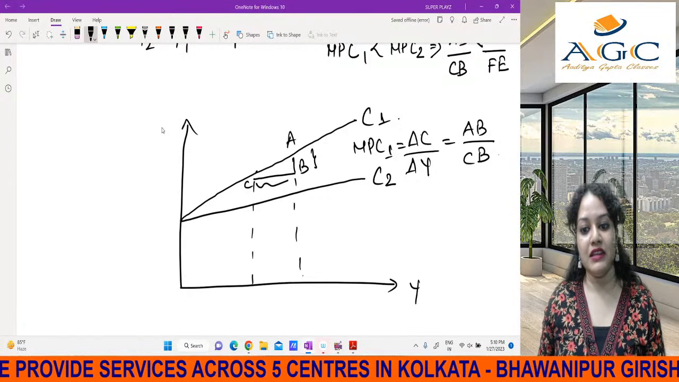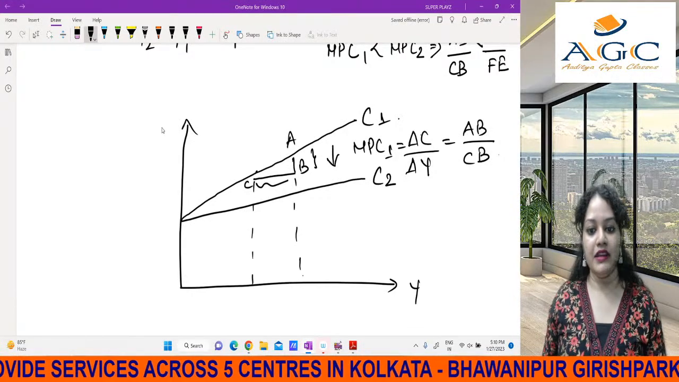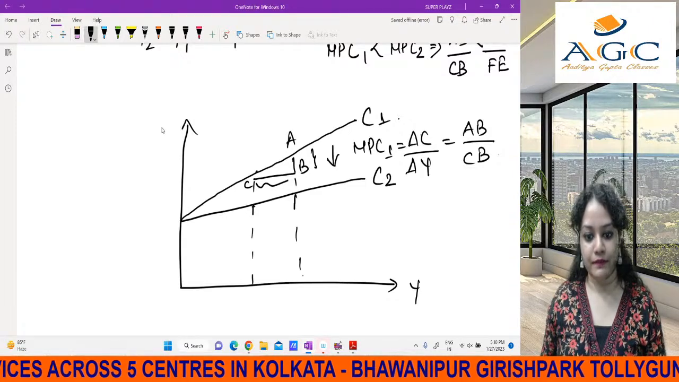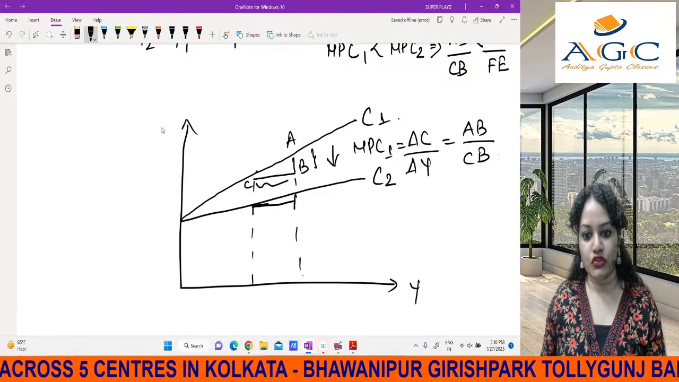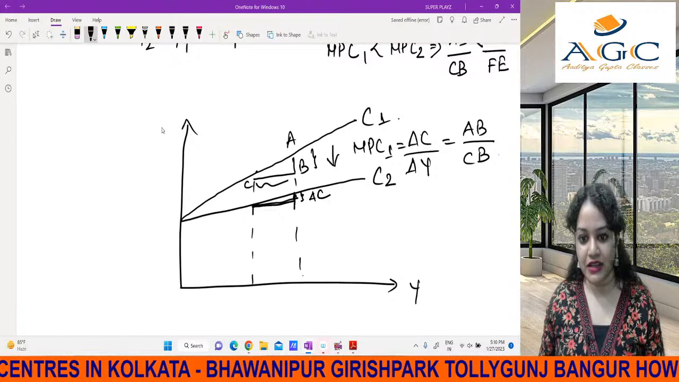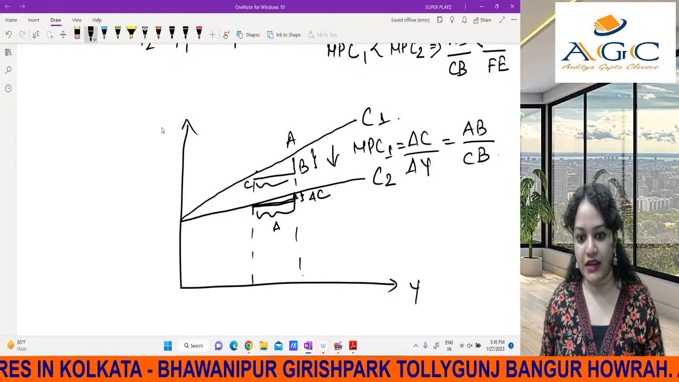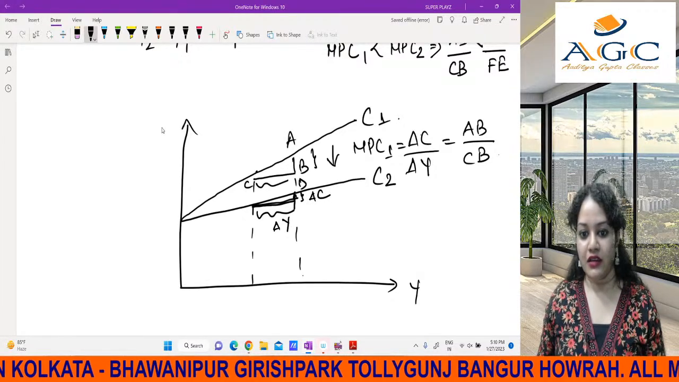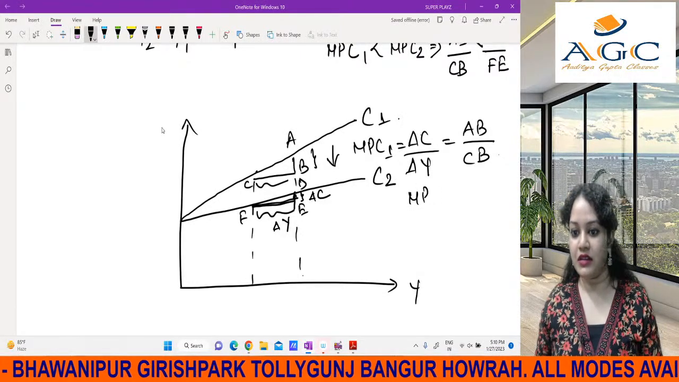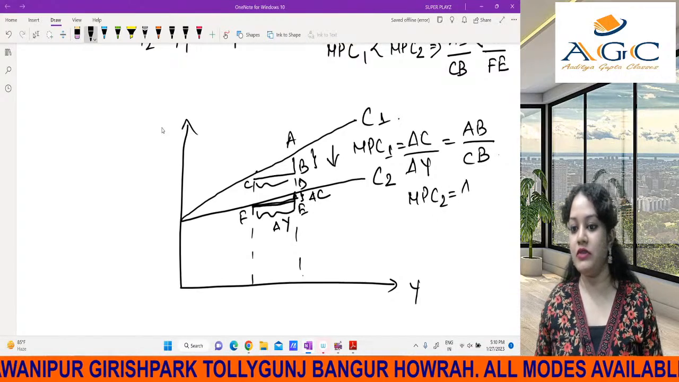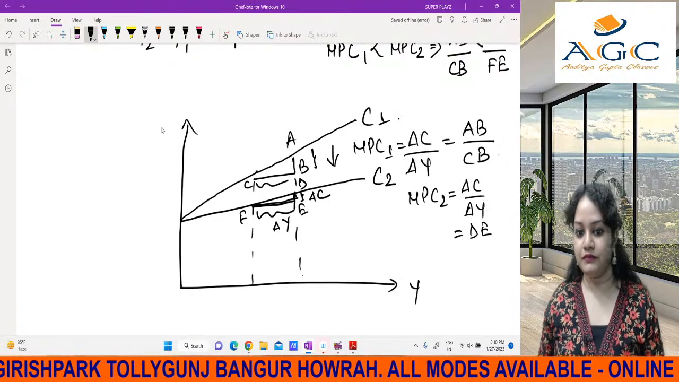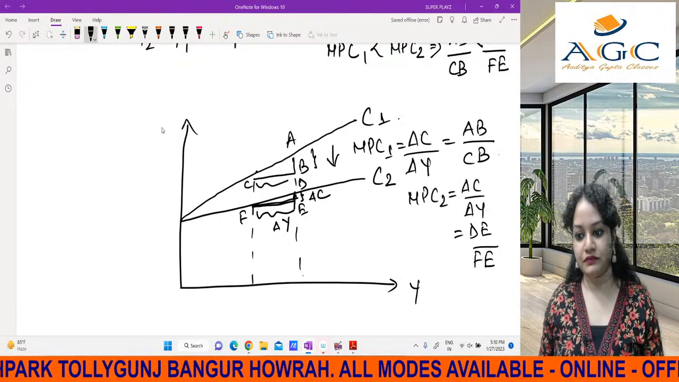Your consumption line is going downward and here you are measuring your, this is your portion of, this small portion is your delta C and this portion is your delta Y, right? Naming this to be DEF. Now what you can say, MPC2 is equal to delta C by delta Y, which is equal to DE by FE, right?